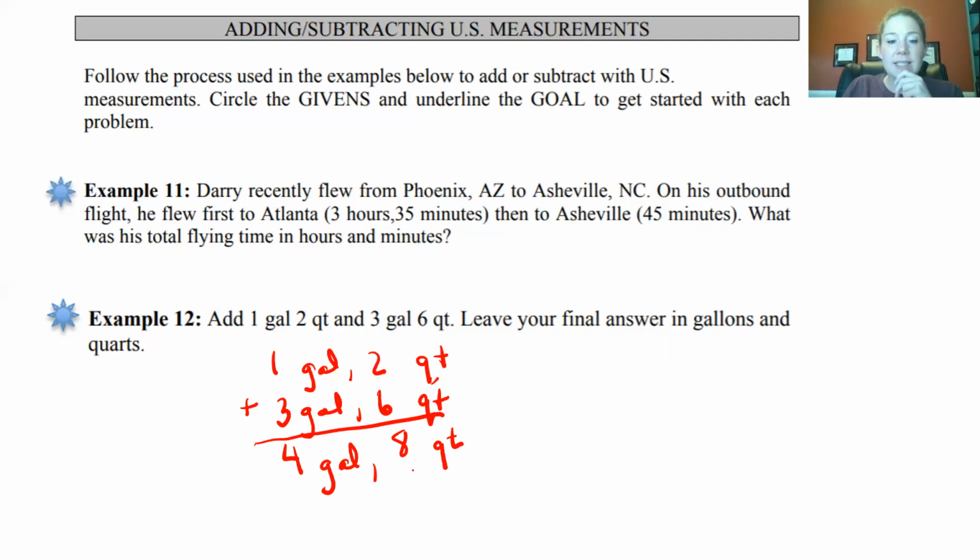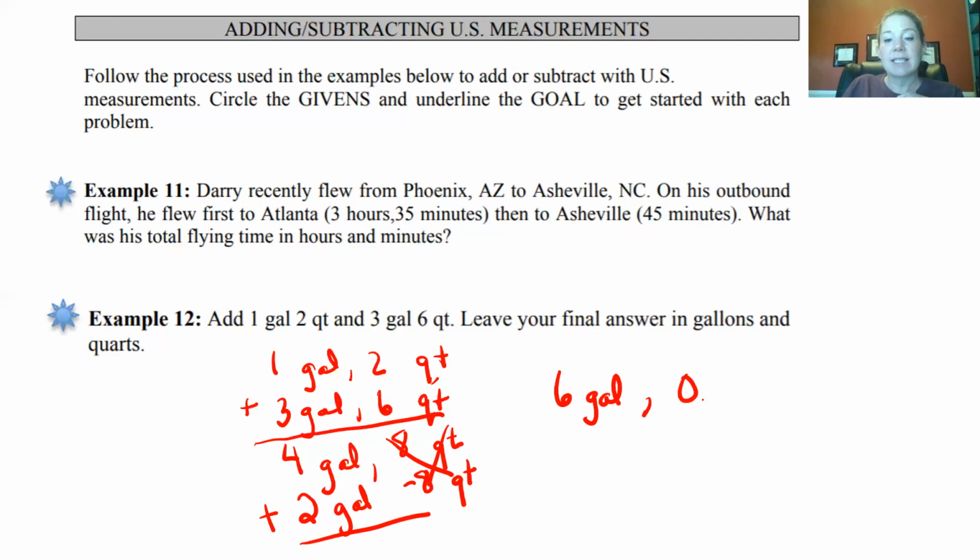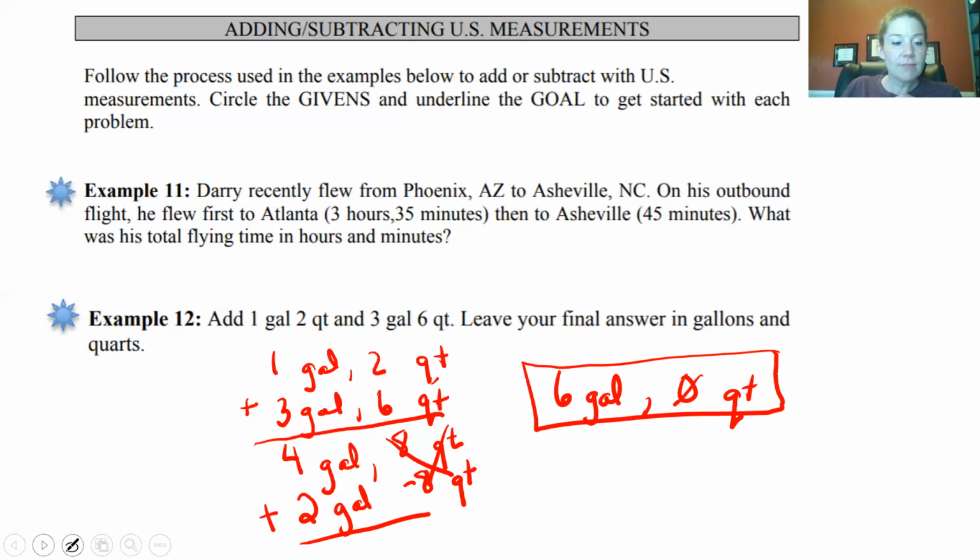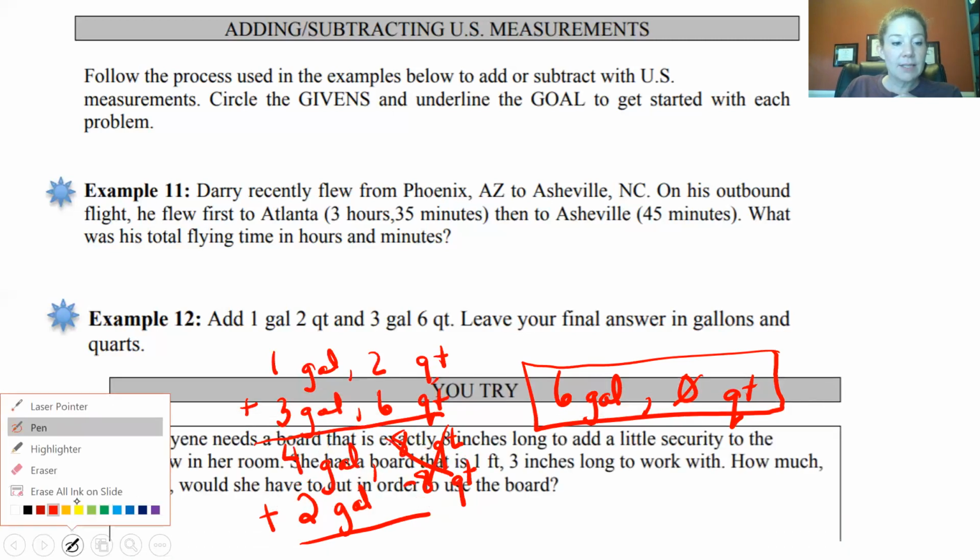So I'm going to subtract away all of these quarts because I know that there are 2 gallons for 8 quarts. So I'm going to get rid of my quarts. I'm going to add 2 gallons because these are equivalent. So all together, that's 6 gallons. But since it says the final answer in gallons and quarts, technically that would be 6 gallons and 0 quarts. So that's the answer in gallons and quarts. All right, let me get this stuff away.